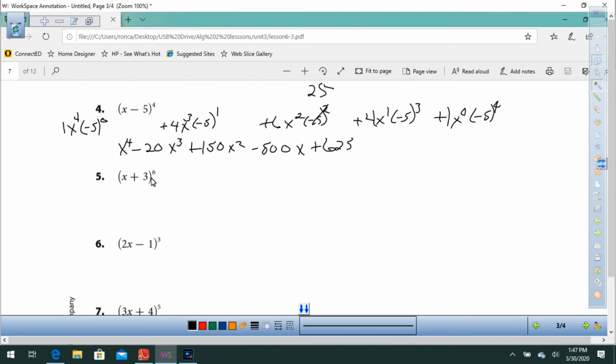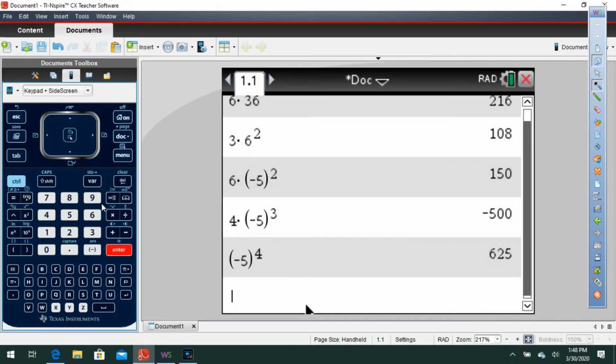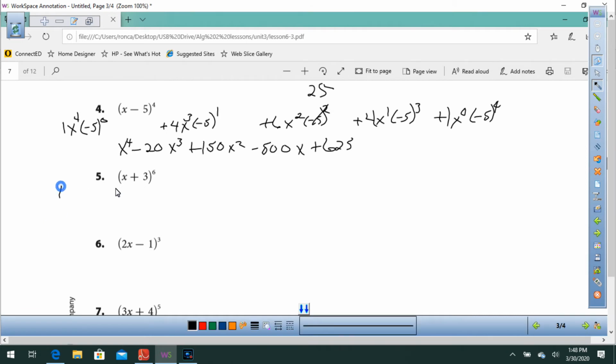Well, now we got x plus 3 to the 6th power. Let's try that. The 6th power, oh, that's down here. Now it's a party. We got 1, 6, 15, 20. 1, 6, 15, 20. 1 plus 6 plus 15 plus 20. That's going to be plus 15 plus 6. Ooh, I need a little more space with that. Plus 6 and then plus 1.